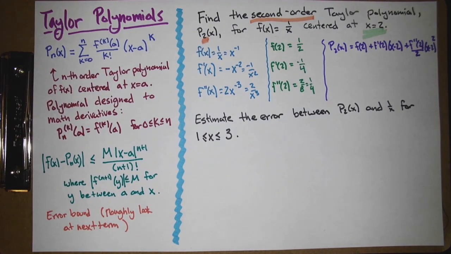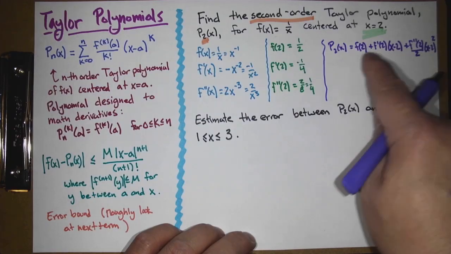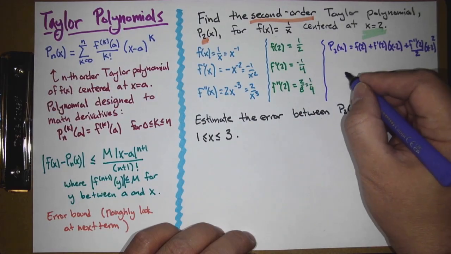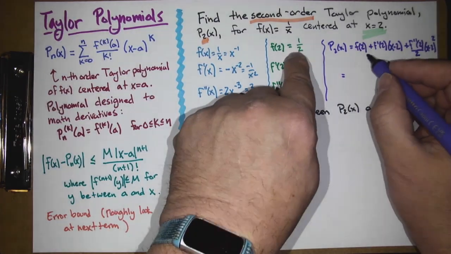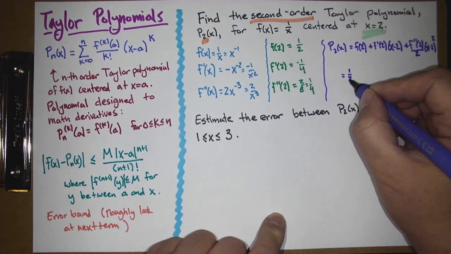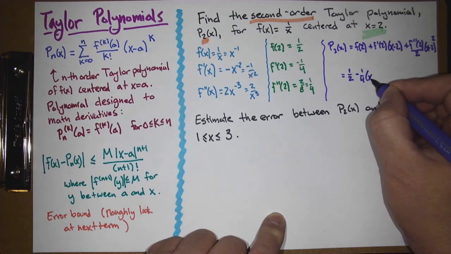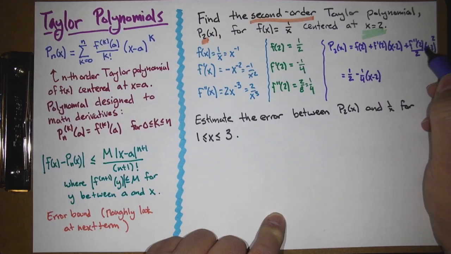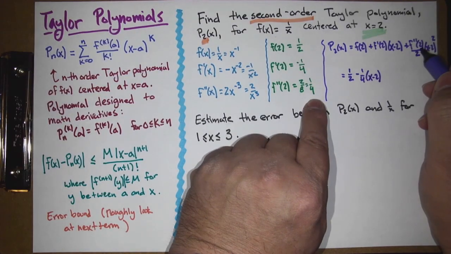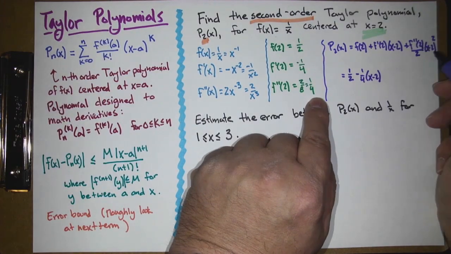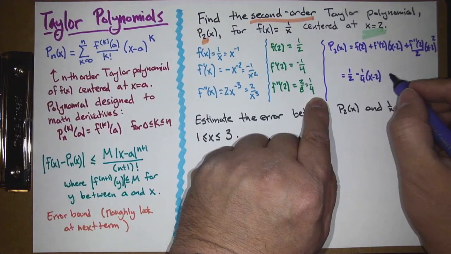But now we just say, hey, we know these numbers. So we say, all right, so that would be f of 2 is 1/2. F prime of 2 is minus 1/4, times x minus 2. Then we say f double prime of 2 divided by 2. That's 1/4 divided by 2, also known as 1/8.